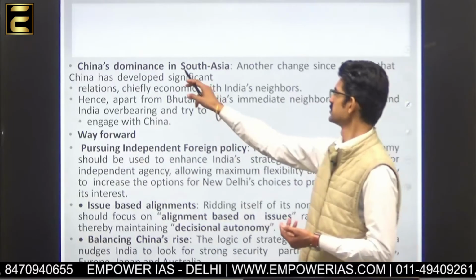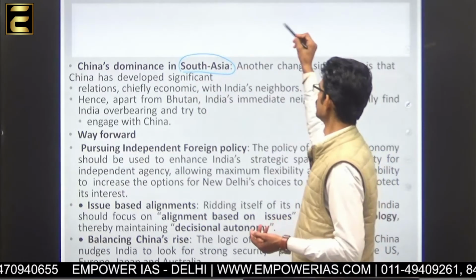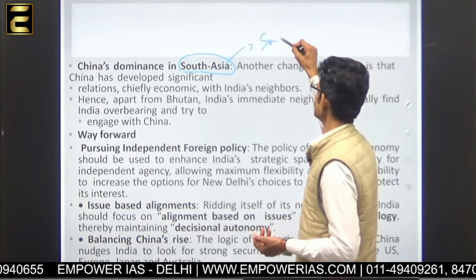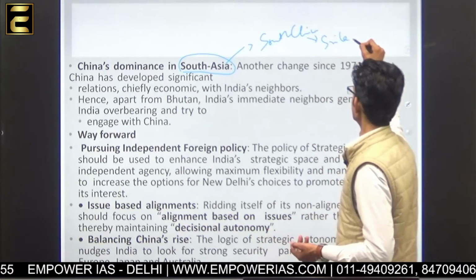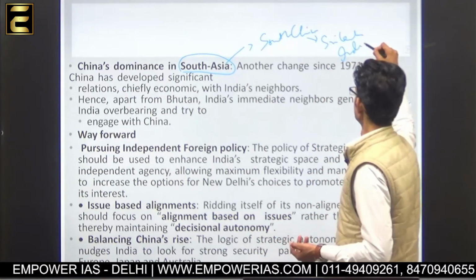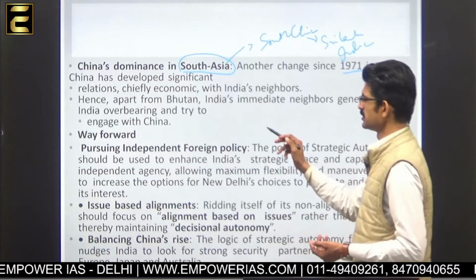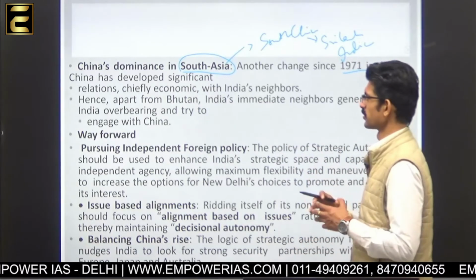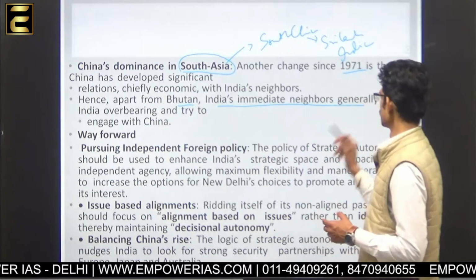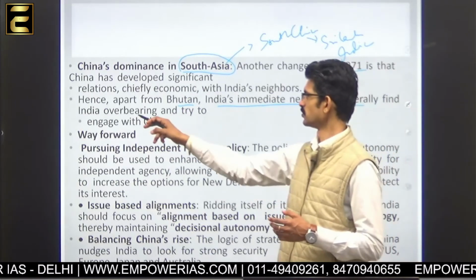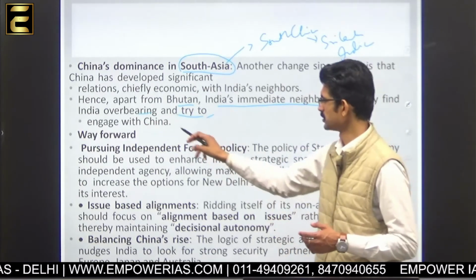China's dominance in South Asia. China again caters the South China Sea, and China's influence in Sri Lanka and the Indian Ocean since 1971. Bhutan, India's immediate neighbor, generally finds India overbearing and tries to engage with China.